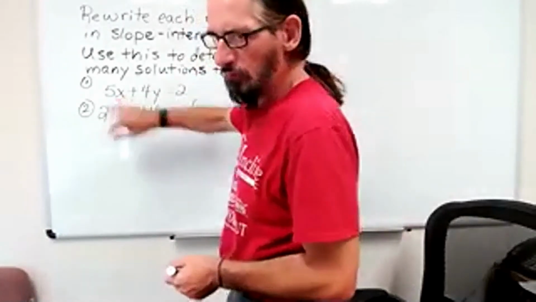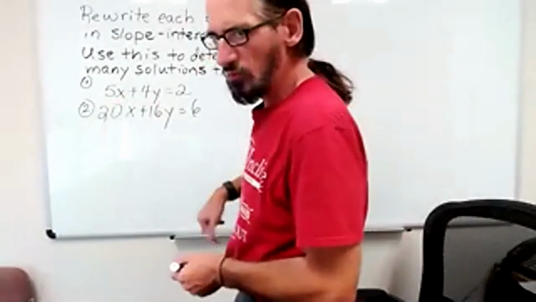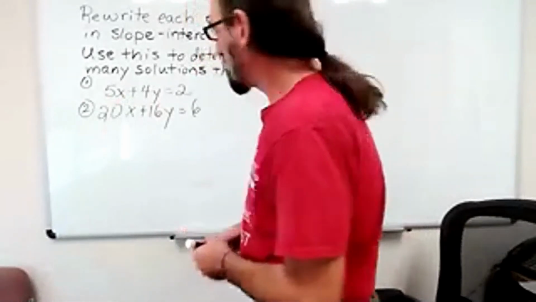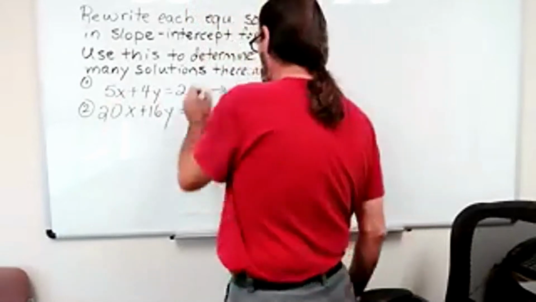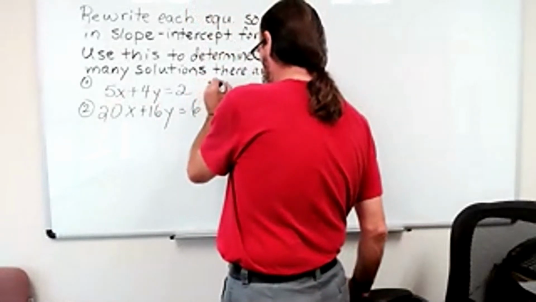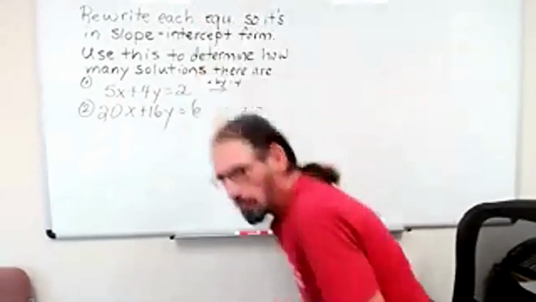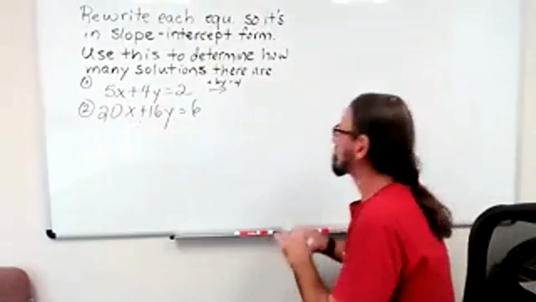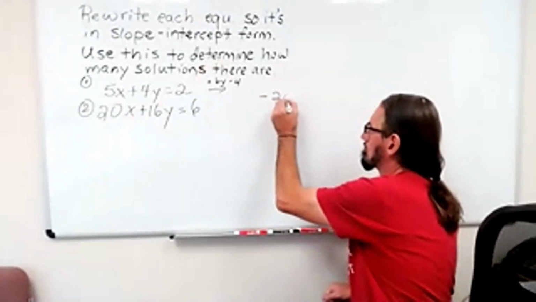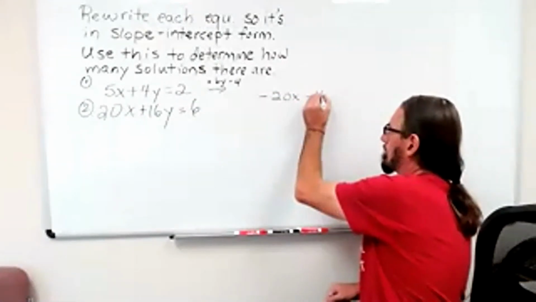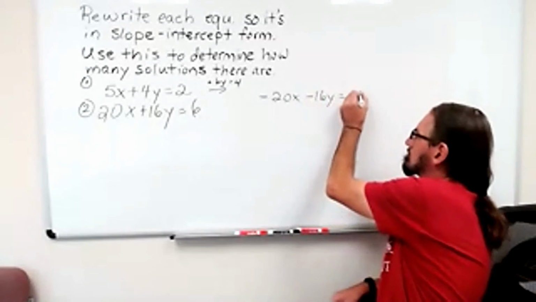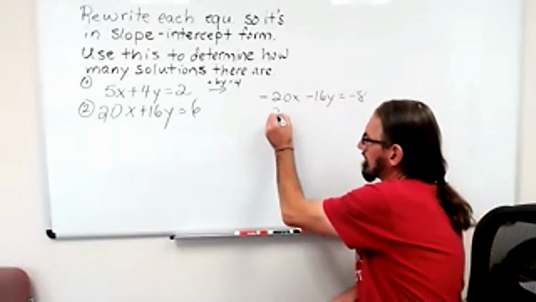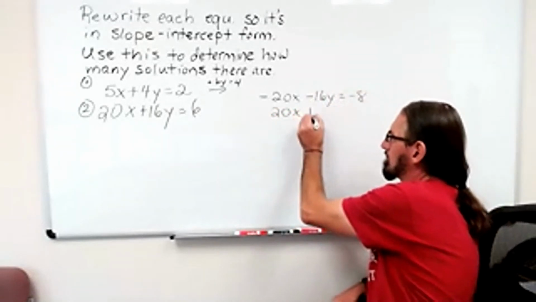5 goes into 20 four times and 4 into 16, the same number of times. I can multiply the first by negative 4. Distribute on the left. Don't forget to multiply to the other side as well. And I've left the second equation alone.